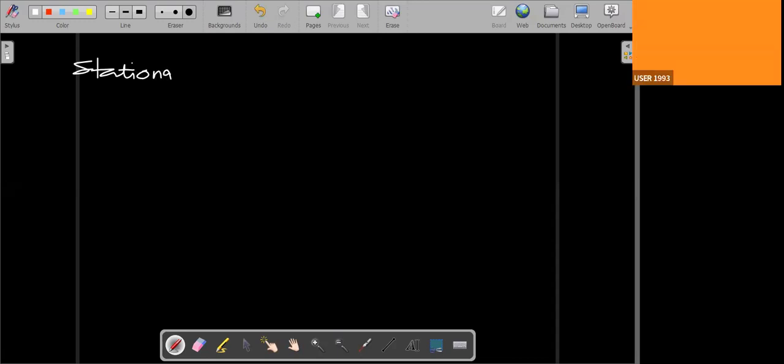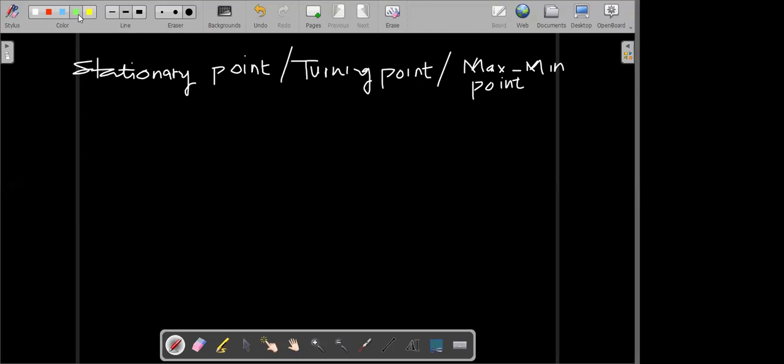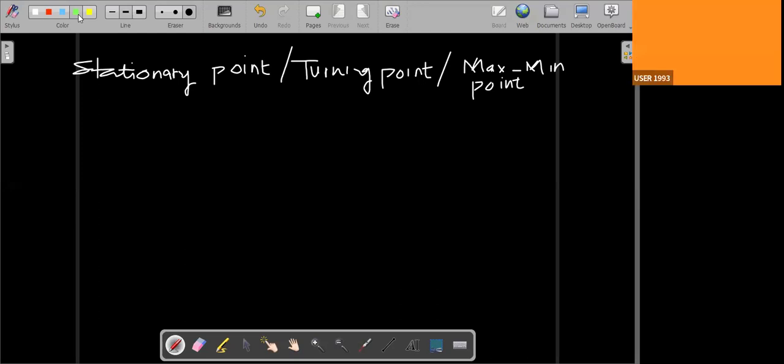Stationary point. Turning point. Or max or minimum point. So there are a couple of steps you have to follow to do that.